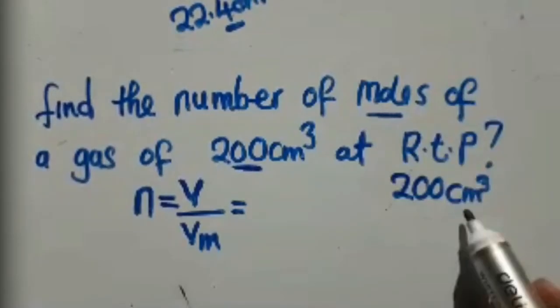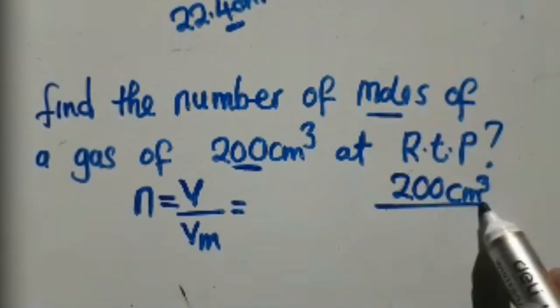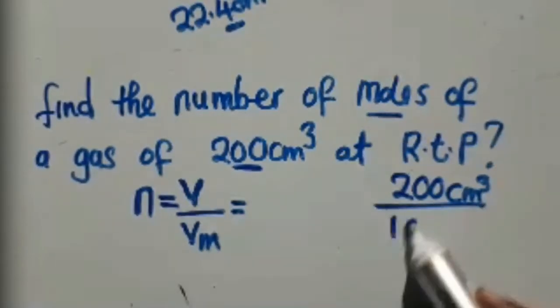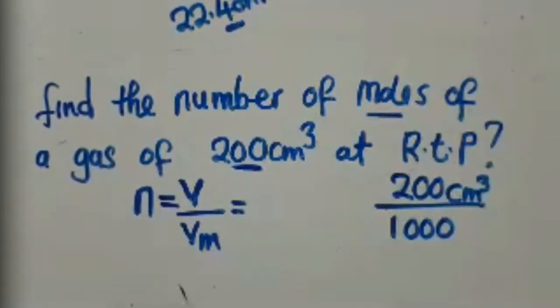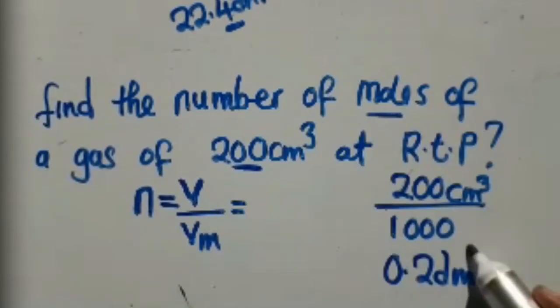You convert this to decimeters. So how do you convert to decimeters? You divide by 1000. So you say 200 divided by 1000. You get 0.2. So it's just the same as 0.2 decimeters cubed.